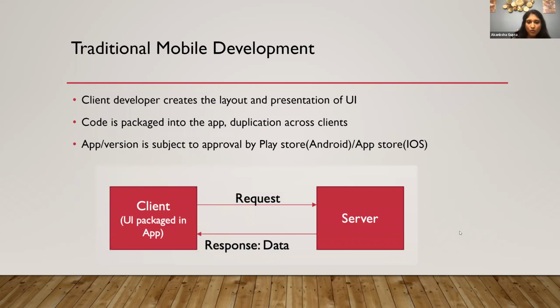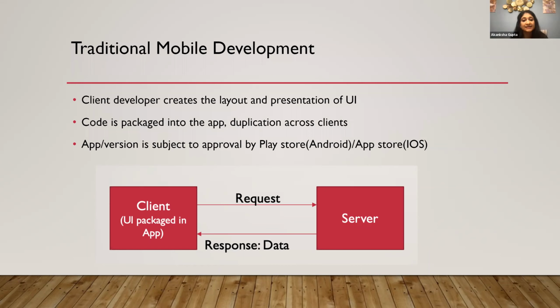So let's first start with talking about traditional mobile development, right? In traditional mobile development, you have the layout and presentation. That is what the developer implements in code, like, hey, how is this button going to look, what would be the color, the padding, and all that logic about the layout and presentation of the UI is basically packaged into the app.